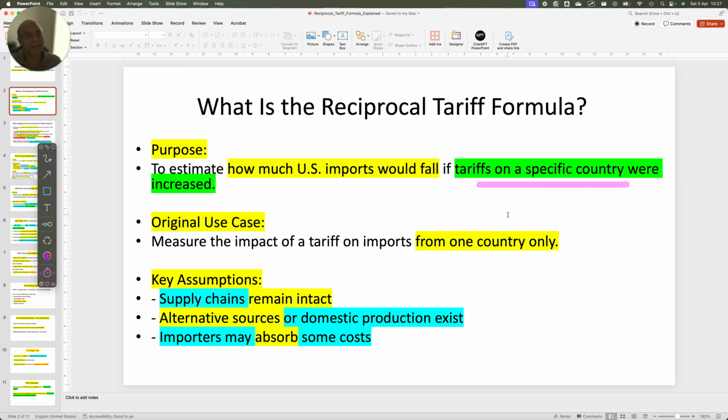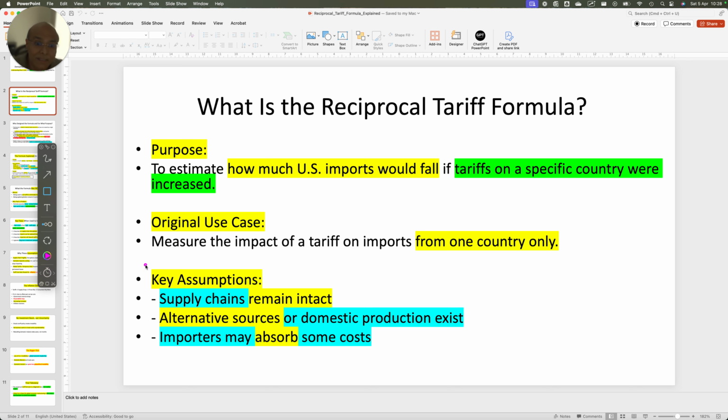That's the whole purpose. The original use case for this formula is to measure the impact of tariffs on imports from one country or a selective country, not the whole world. I'll tell you why it is not applied to the whole world and how the assumptions fall apart if you apply this formula to the whole world to do tariff prediction. That is completely different from the purpose of this formula, which is to measure how much US imports would fall if the tariff on a specific country is increased.